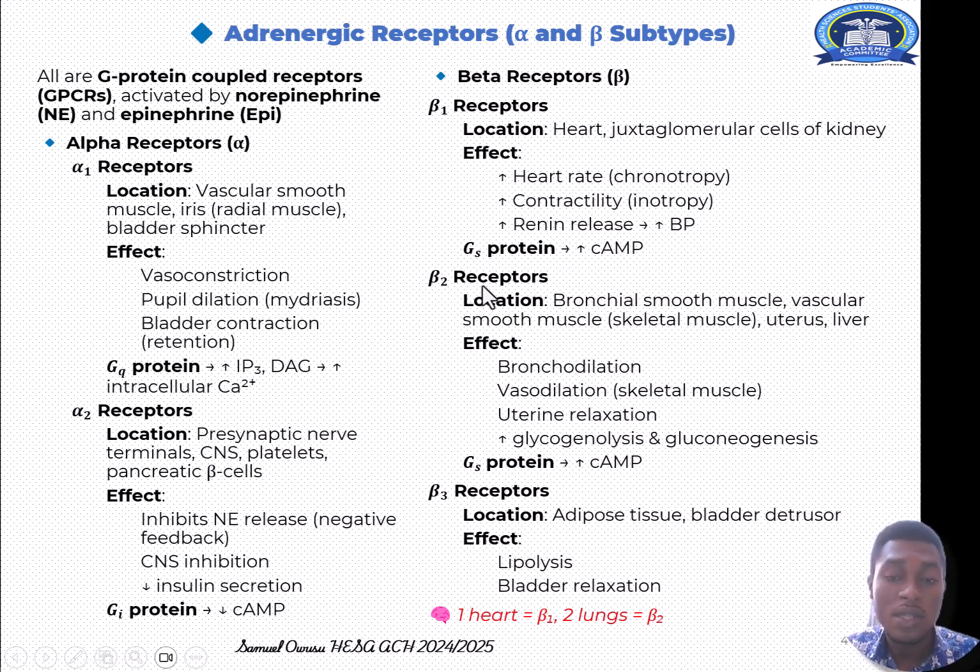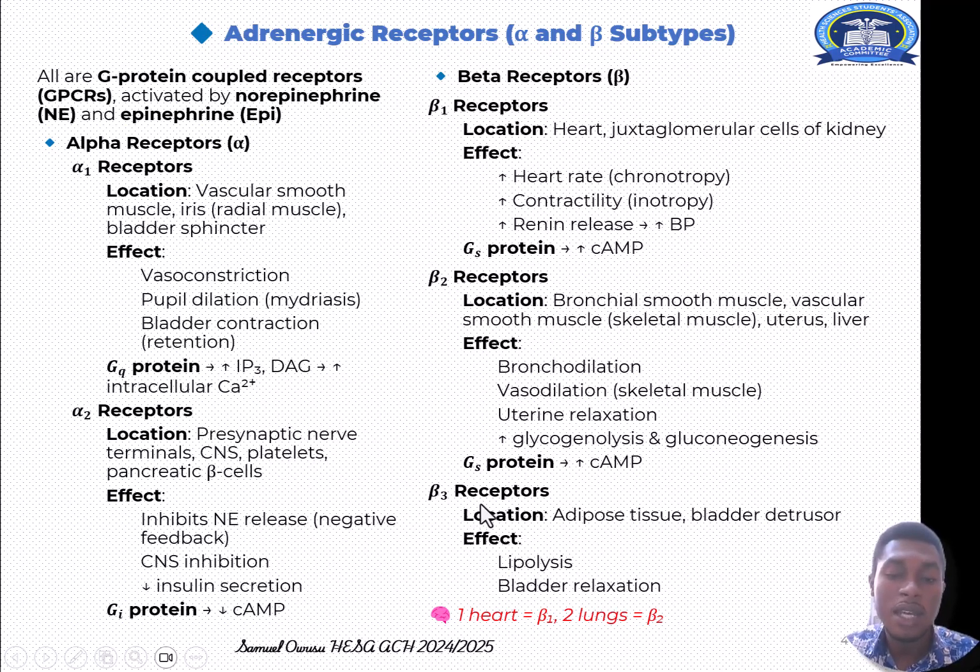Then we have beta 2 receptors, which are located on the bronchial smooth muscles and then vascular smooth muscles. Okay, you can also find them in the uterus and then the liver. On the bronchial smooth muscles, they tend to cause bronchodilation. There's vasodilation when they act on the skeletal muscles, and there's uterine relaxation. And remember, they also are stimulatory, so they tend to cause increased cyclic AMP levels, and that will increase cellular activity. So glycogenolysis and gluconeogenesis would also increase as well.